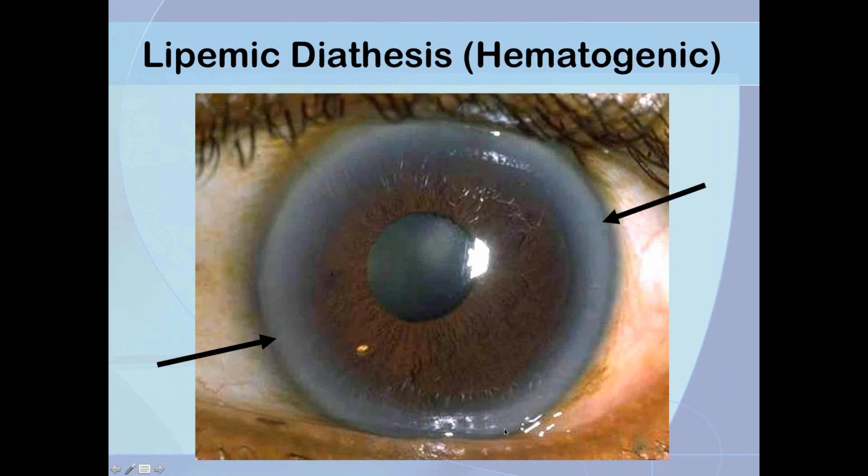And here is a very pronounced one in a hematogenic iris pattern that you can see is actually not white, but even starting to get a little bit of a gray color.